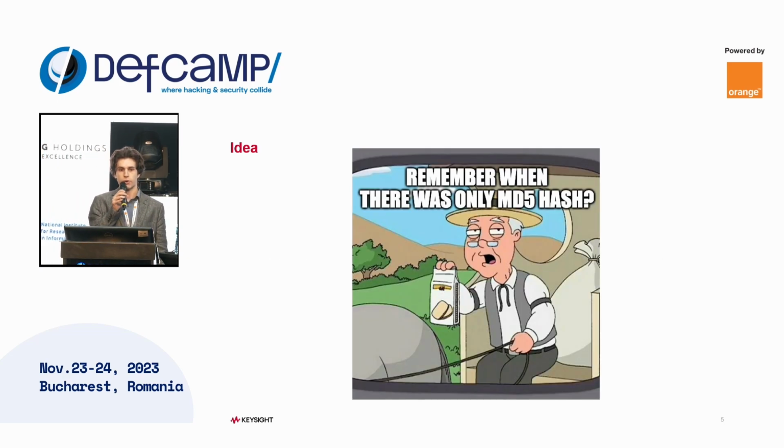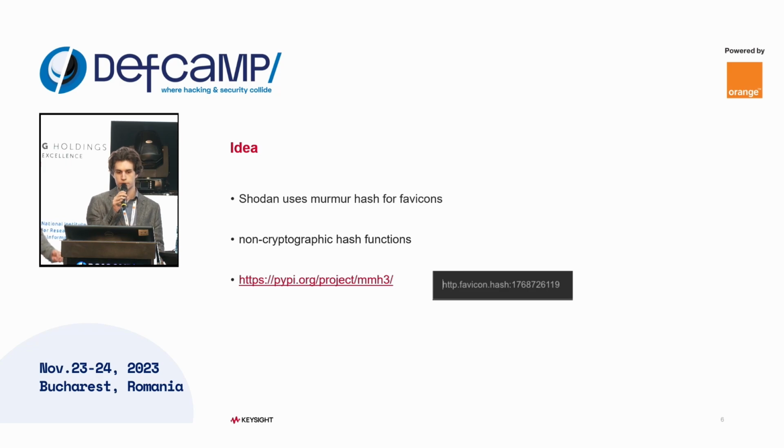Okay, so how can we search for Favicons using Shodan? Shodan uses hashes for these Favicons. They're not using SHA-1 or MD5. They're using something called the murmur hash, which is a non-cryptographic hash function that is generally used for hash-based lookup. This is how it looks, and there's a Python library that can calculate these hashes for you.